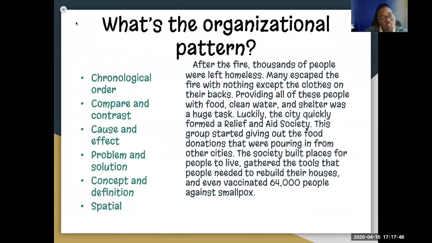So now it's your turn to go on ahead and figure out what's the organizational pattern and what are those signal words.